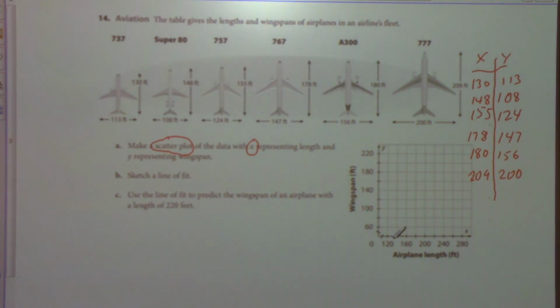So you go here to 130, right about here, and go up to where? To 113. You just kind of look, and you have to estimate. Here's 100. Here's like 120. So somewhere about halfway in between. So you come up to about here.